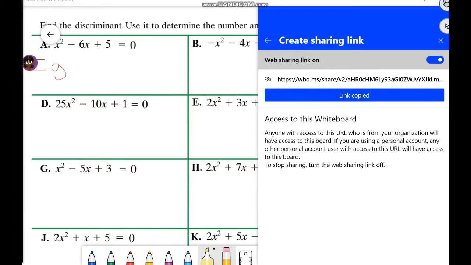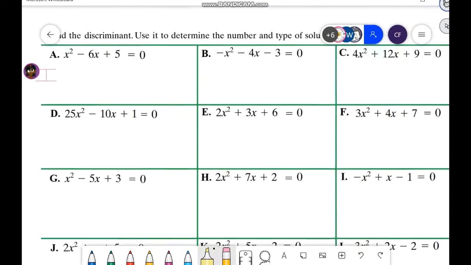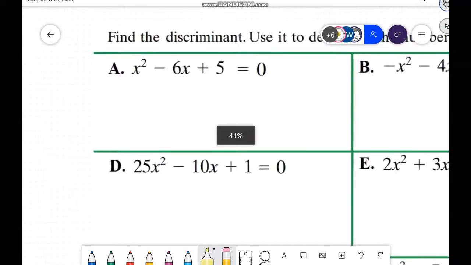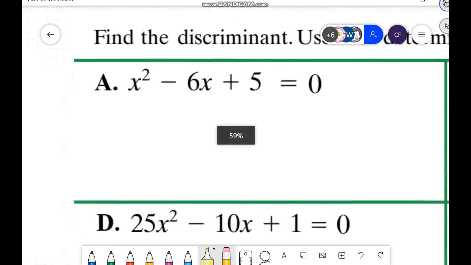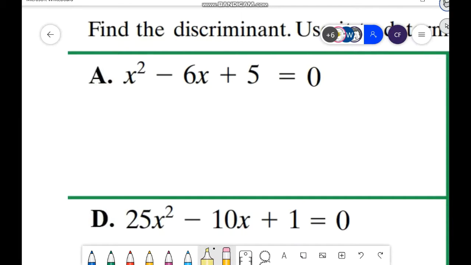Let's try to solve letter A. Okay. For letter A, it's the same procedure for all the questions. Not hard. I think it's not difficult today. The first step is to identify A, B, and C, right? Then you calculate the discriminant.